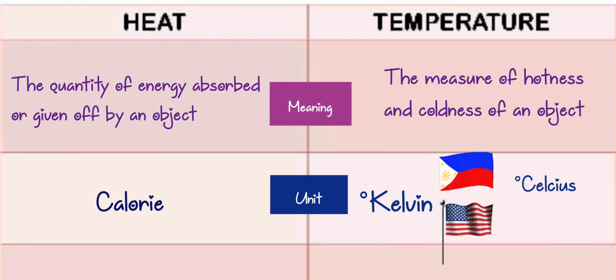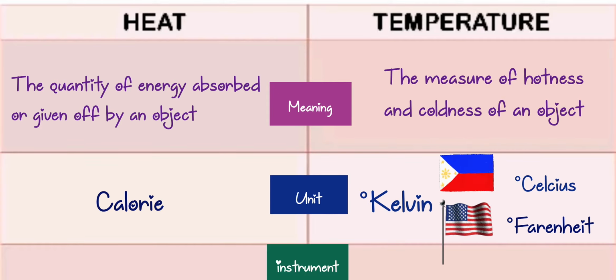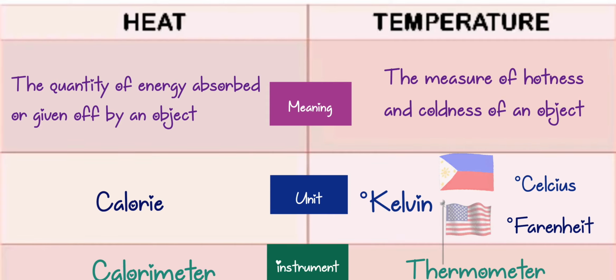Mapapansin niyo yun sa weather. Pag yung mga weather forecast, ang ginagamit lagi nila ay degree Fahrenheit. Ang instrument na ginagamit para masukat ang heat ay calorimeter. At pag naman sa temperature, ito ay thermometer.